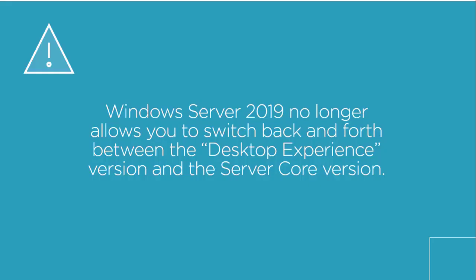Windows Server 2019 no longer allows you to switch back and forth between the Desktop Experience version and the Server Core version. This is a very important point, because once you install your Windows 2019 server in either mode, Desktop Experience or Server Core, you cannot go back to the other. You don't switch to and fro from one to the other. So once you have decided, you will stick with this installation of Windows Server.